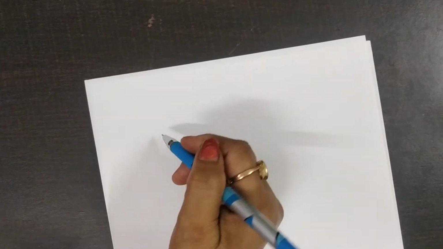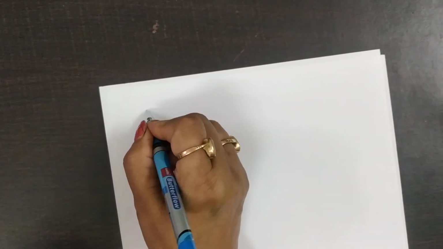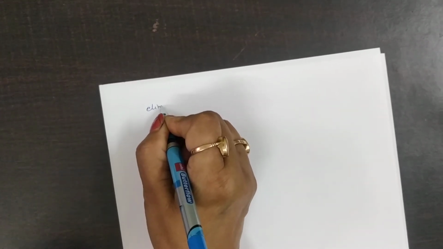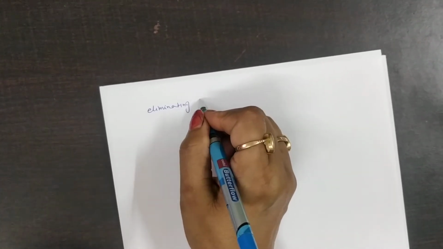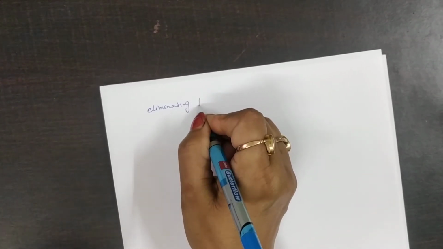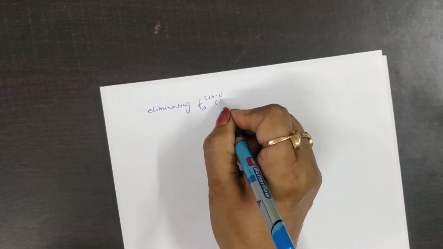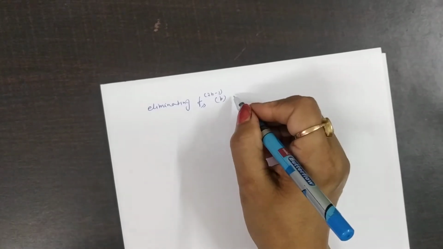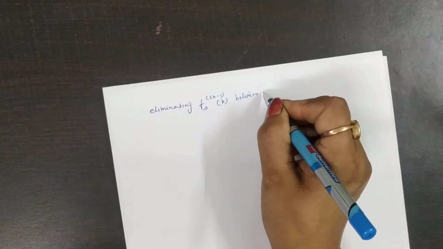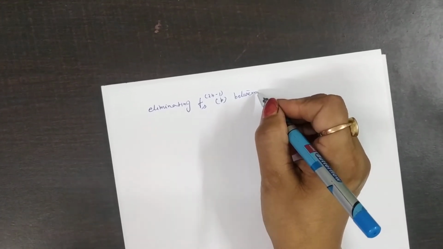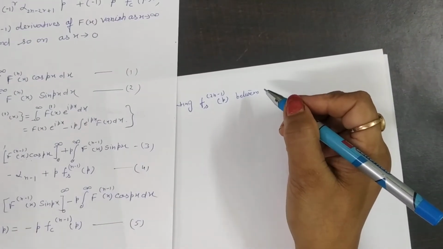Now eliminating F_s 2n minus 1 p between equations 4 and 5, and the next one is 6. This is between 4 and 5, not in this one equation.